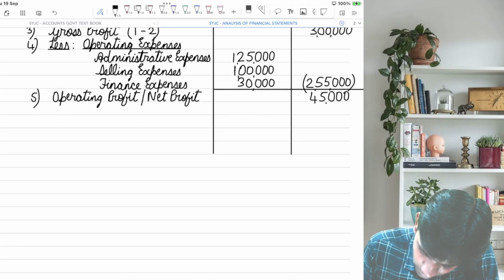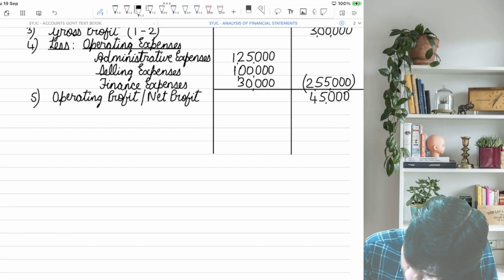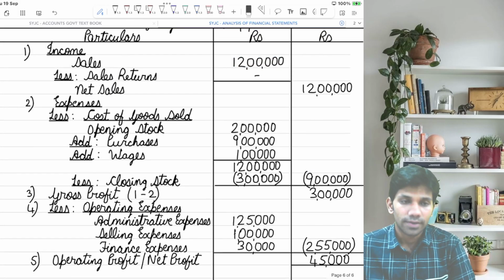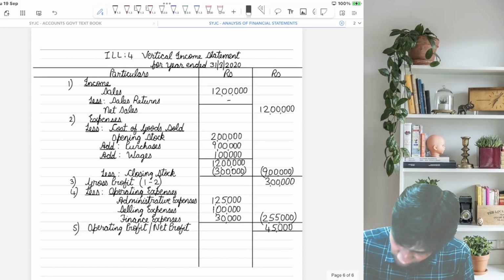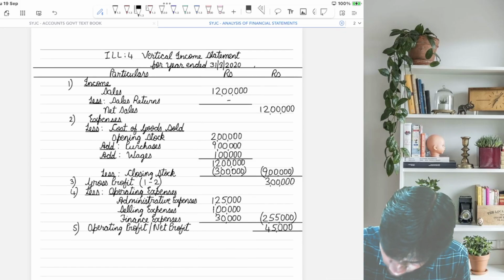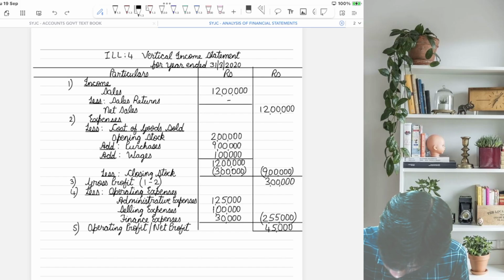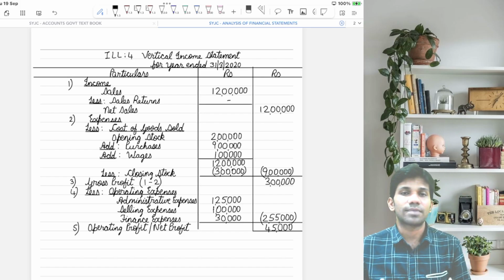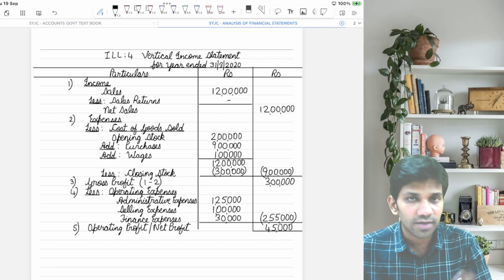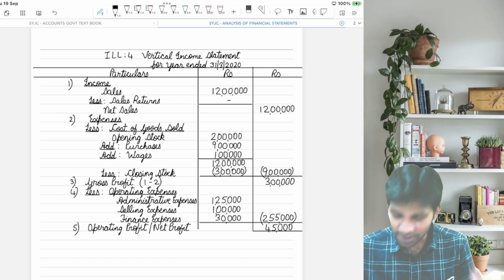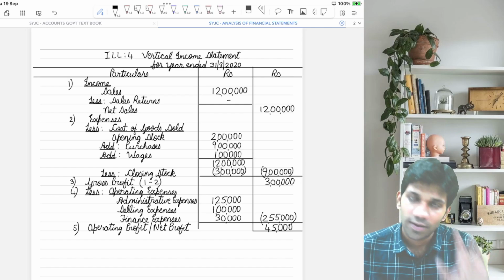So basically this is the income statement. Let's prepare it properly, and done. I'll revise the rulings first. So this is the income statement that we have prepared. Two sums on the vertical balance sheet, two sums on the vertical P&L. I hope, guys, the concept is clear, the format is clear, and the presentation part is also clear. Thank you very much.